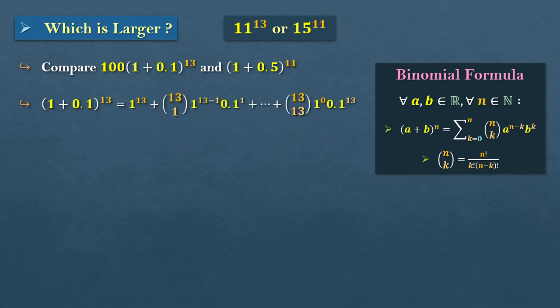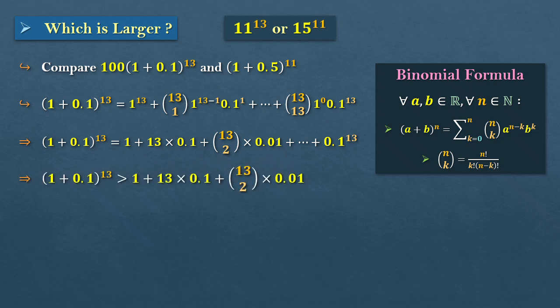Now back to our expression, we have (1 plus 0.1) to the power of 13, which equals 1 to the power of 13 plus the binomial coefficient of one element chosen from 13 elements multiplied by 1 to the power of 13 minus 1 times 0.1 to the power of 1, plus so on until the binomial coefficient of 13 elements chosen from 13 elements multiplied by 1 to the power 0 times 0.1 to the power of 13. This implies that (1 plus 0.1) to the power of 13 is equal to 1 plus 13 times 0.1 plus the binomial coefficient of two elements chosen from 13 elements multiplied by 1 to the power of 13 minus 2 times 0.01, plus so on until 0.1 to the power of 13.